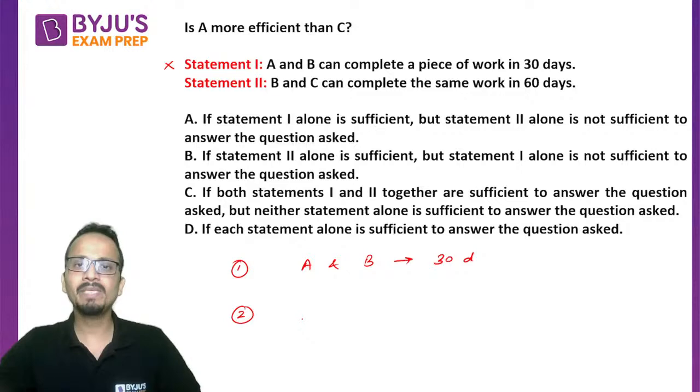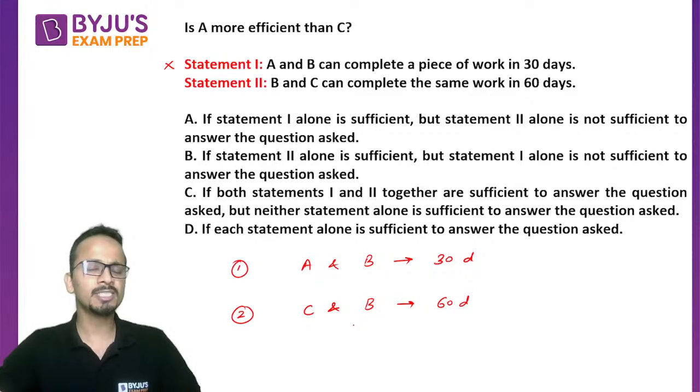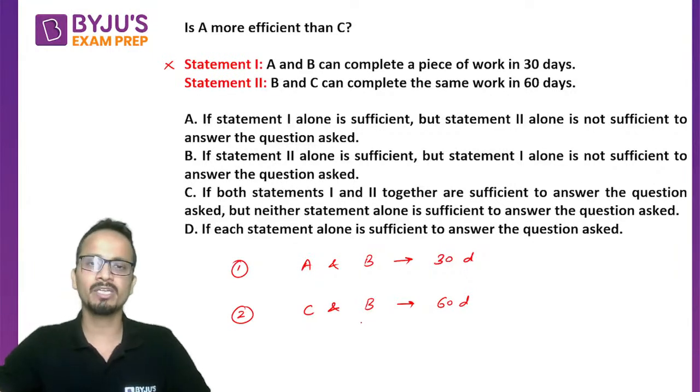Second statement, B and C. Now B is common here, so let me write C and B. C and B can finish the piece of work in 60 days. Again, A is not mentioned in the second statement, so the answer cannot be determined using statement number 2 alone.